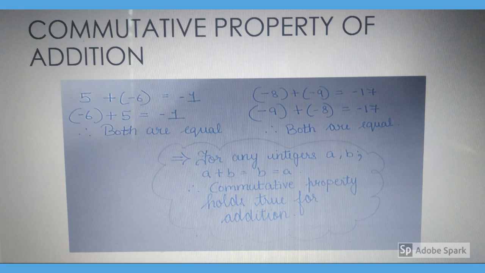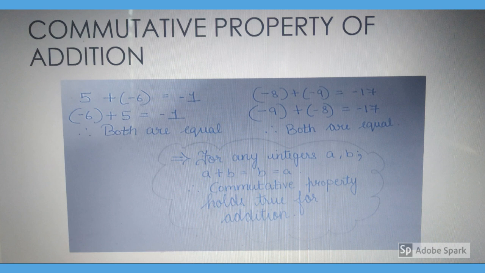So let's take a look at commutative property of addition in integers. Okay, so the examples are 5 plus minus 6 is equal to minus 1, minus 6 plus 5 is equal to minus 1. So the answers for both of them when they are rearranged are equal.